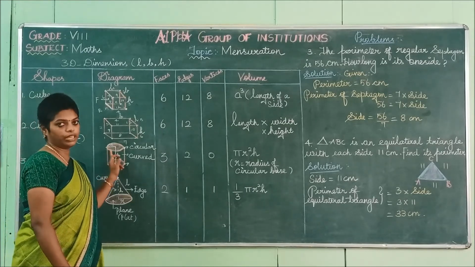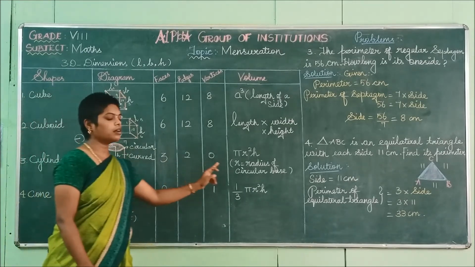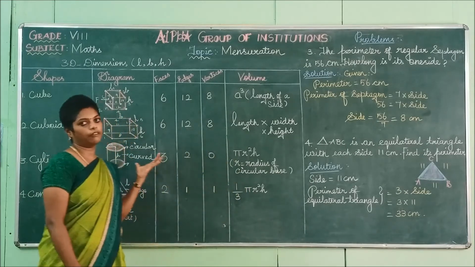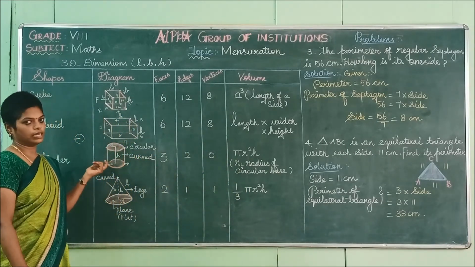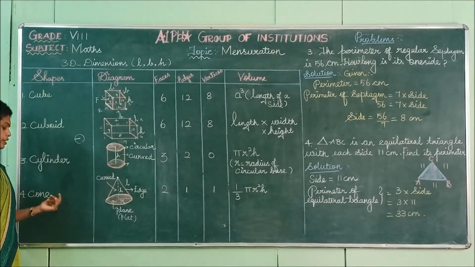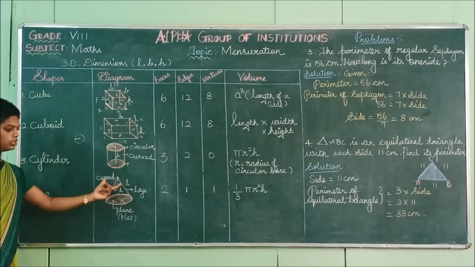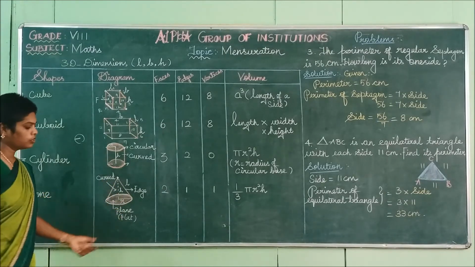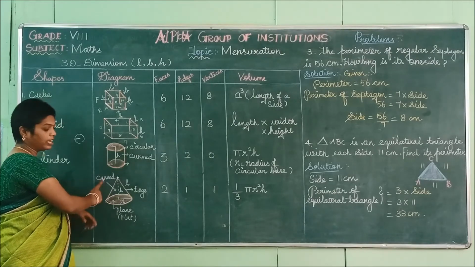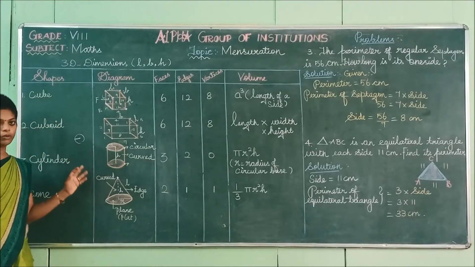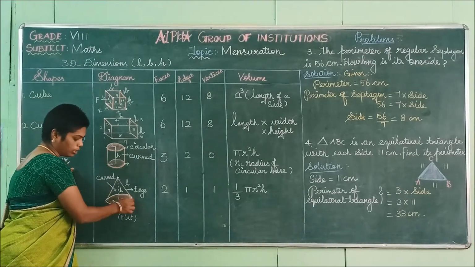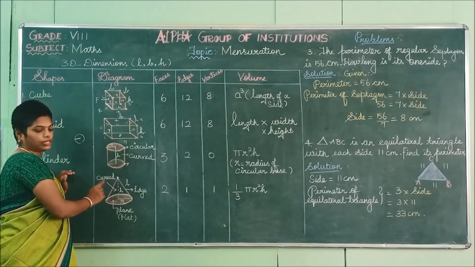Then h means height. Pi r square h is the formula for the volume of a cylinder. Next one is cone. This is the shape of a cone. Listen, it has only one what? Only one edge. It has only one edge and two faces.